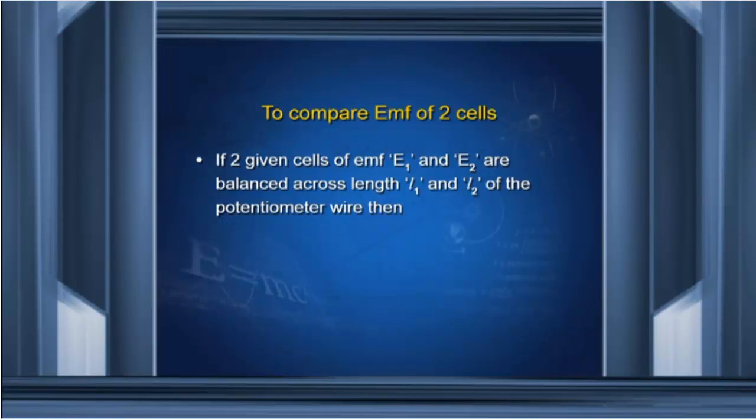Now, to compare the e.m.f. of two cells, this is the second application of the potentiometer. If two given cells are of e.m.f. E1 and E2, and the two cells are balanced across the lengths L1 and L2 respectively of the potentiometer when the respective keys are connected one by one, then E1 upon E2 will be equal to L1 upon L2. There is an experiment based on this particular situation in the physics lab.